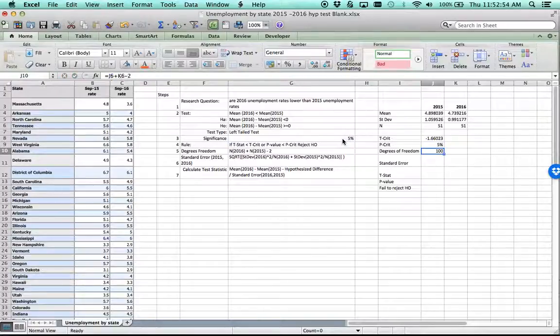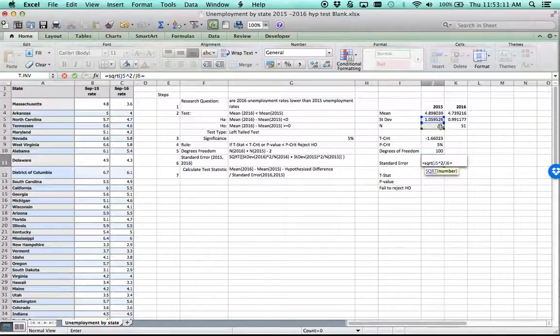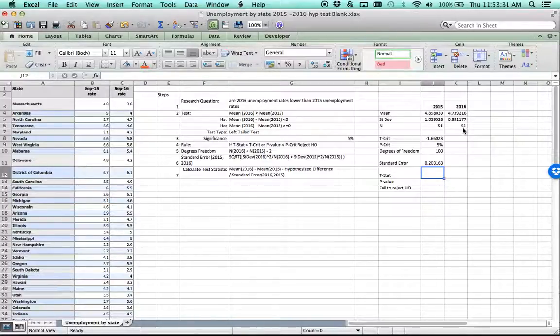P-value is 5%. So we got to get this pooled standard error now. So again, equal to square root. We'll take this standard deviation and square it and divide it by however many observations there are. Then we'll add to that this standard deviation, square it. Oh, shouldn't be an equal, should be a plus. My bad. This standard deviation, square it, divided by however many observations there are. There we go. So, about a 0.20 standard error.